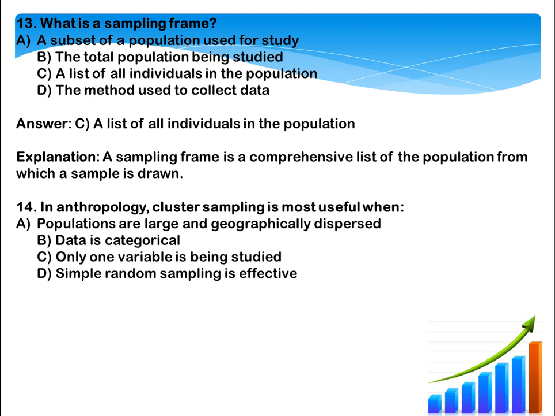14. In anthropology, cluster sampling is most useful when A. Populations are large and geographically dispersed. B. Data is categorical.